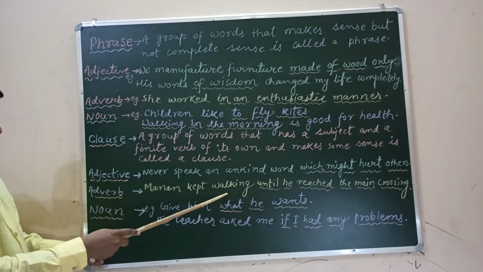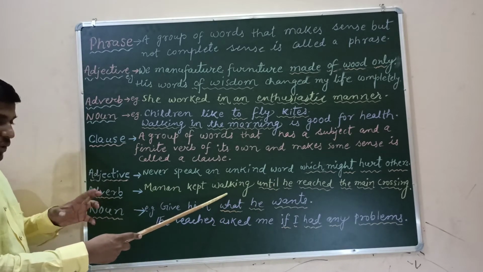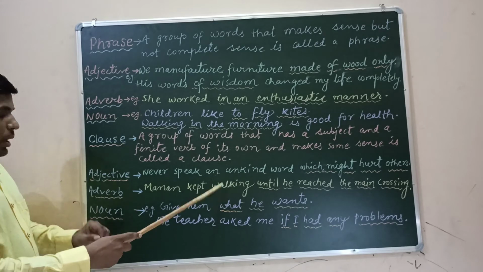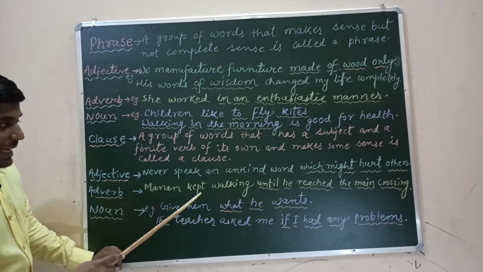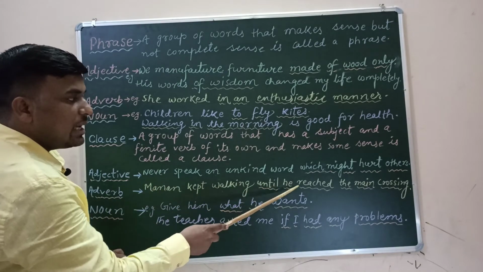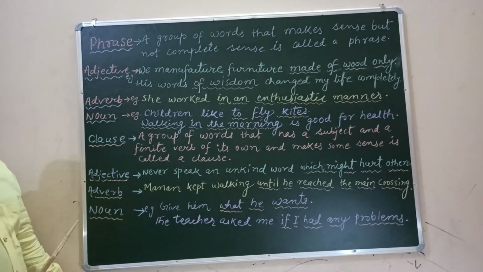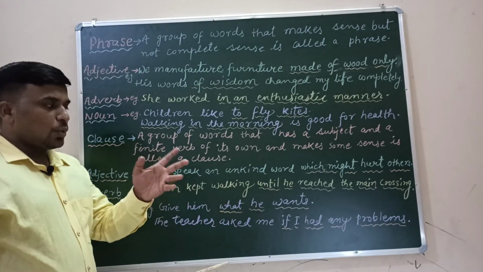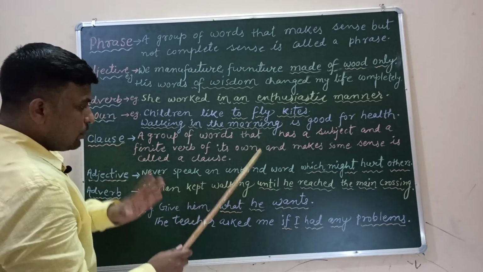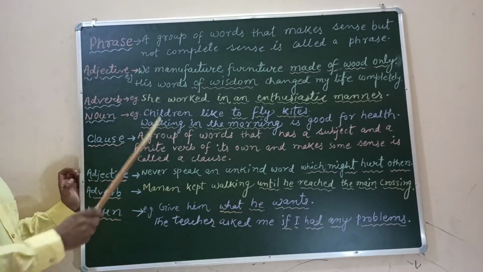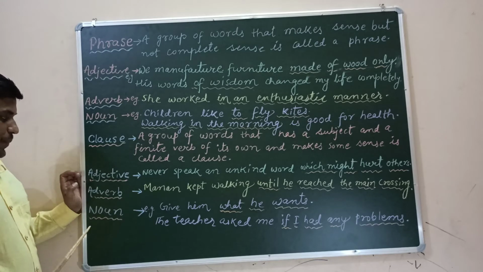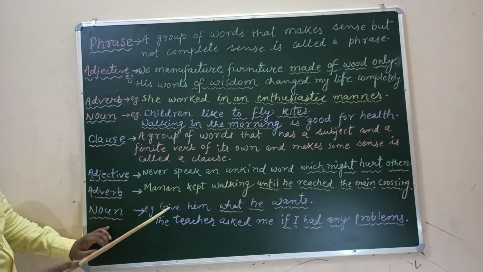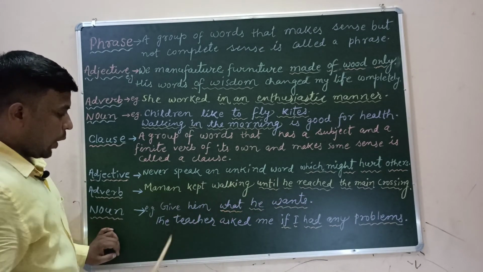Manan kept walking until he reached the main crossing. Adding meaning to a verb, and the words which add meaning to a verb are called adverbs. So, Manan kept walking until he reached the main crossing. When you find until, unless, because, as soon as, right, you jump to the conclusion that it must be an adverb clause.